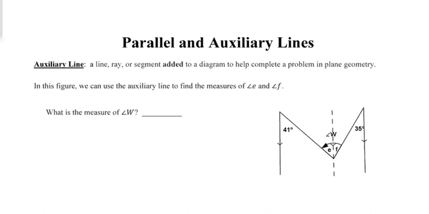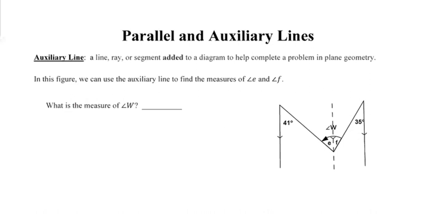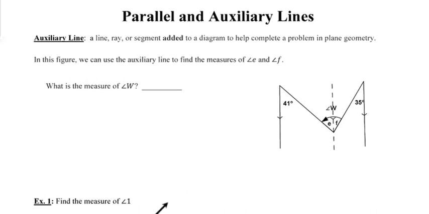So if we look at this first example where they're asking us to determine the measure of angle W, we can see that they are giving us these two solid parallel lines marked in the figure with the arrows, and they're going to add the auxiliary line, which in this case is that dotted line right down the middle of the picture. And I'm going to mark this in such a way that it's parallel to the given lines.